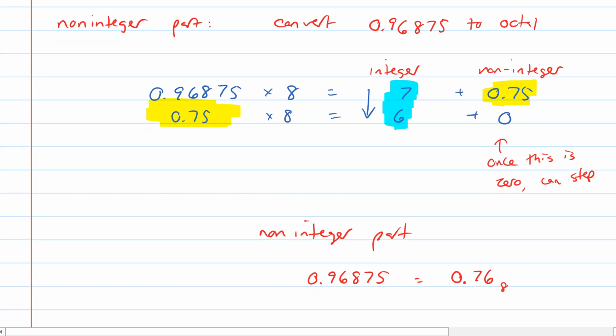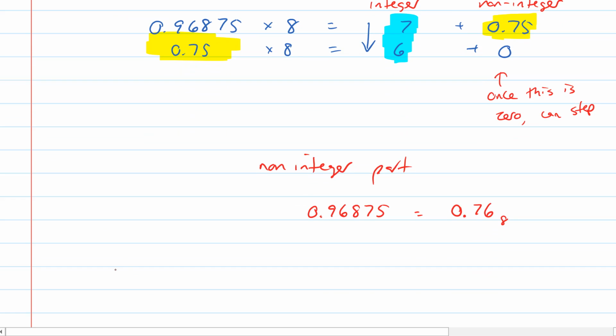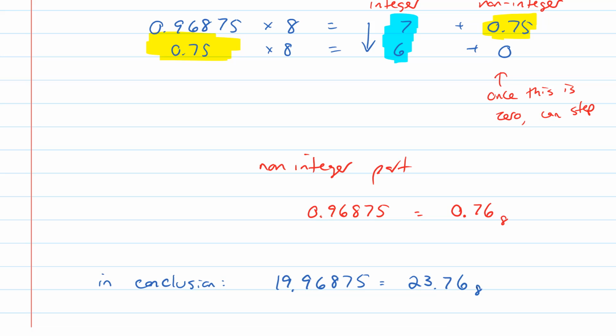And so to wrap that up, our conclusion: we put those two together. 19.96875 base 10. Well, we haven't bothered to say the base because it's our default. Now the 19 gave us 23. The 0.96875 gave us 0.76. And putting those together, we get that 19.96875 base 10 is 23.76 base 8.